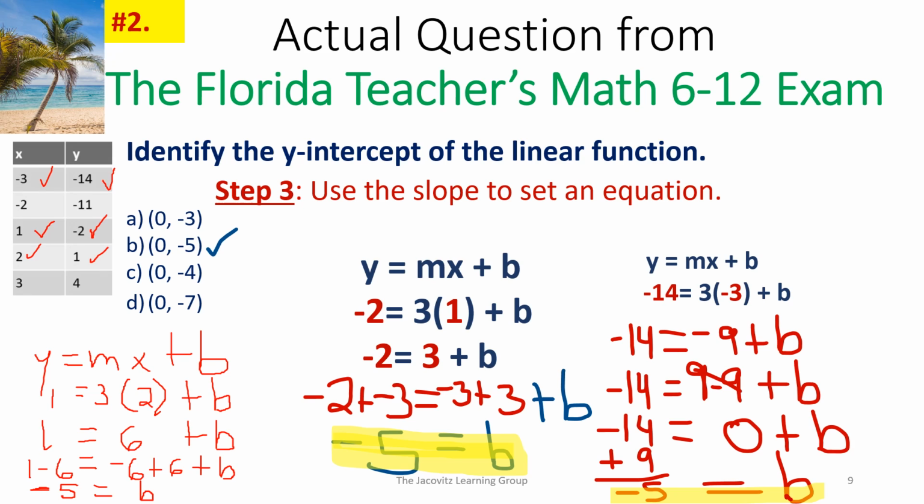So here's your answer. It has to be when x is 0, what is y? It would be -5. That would be b or your slope. These are the answers they're asking you for.